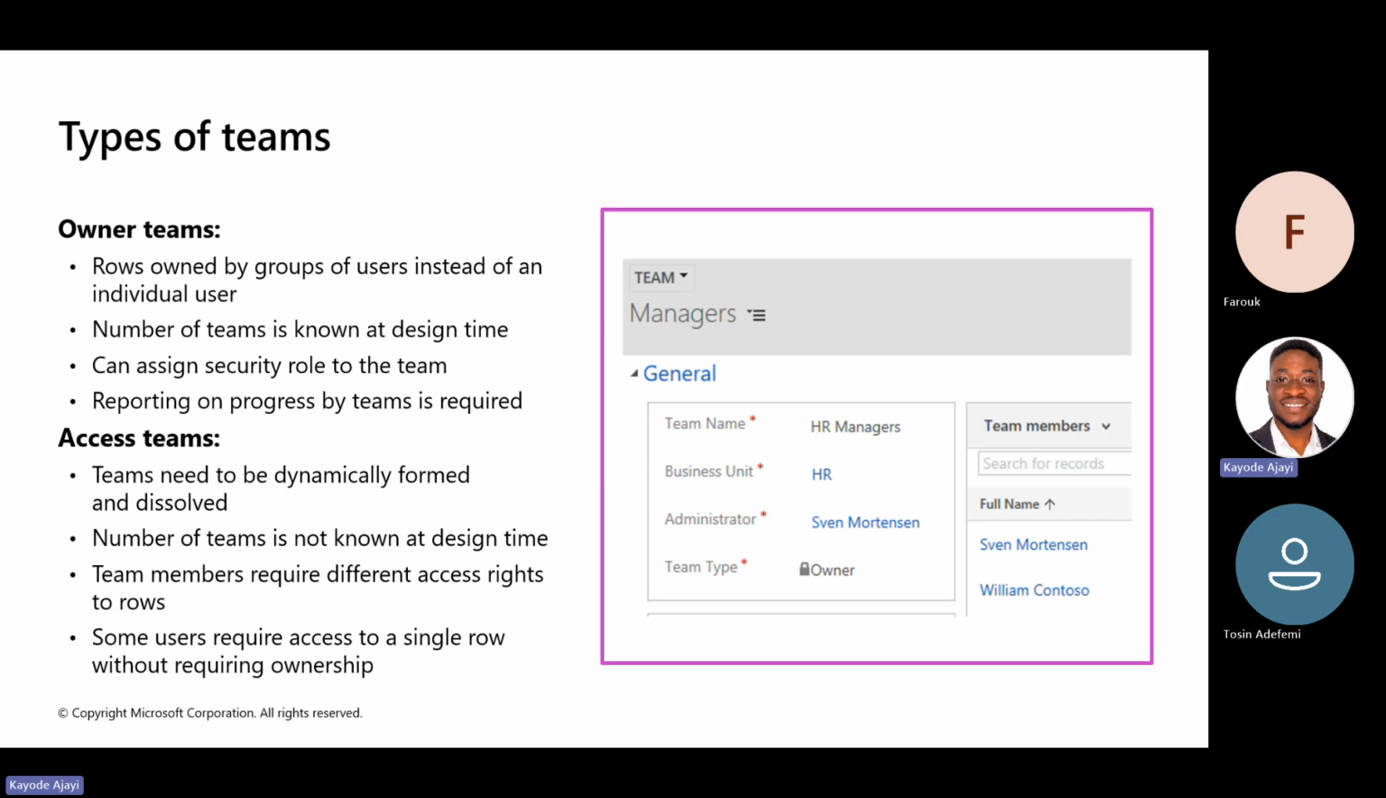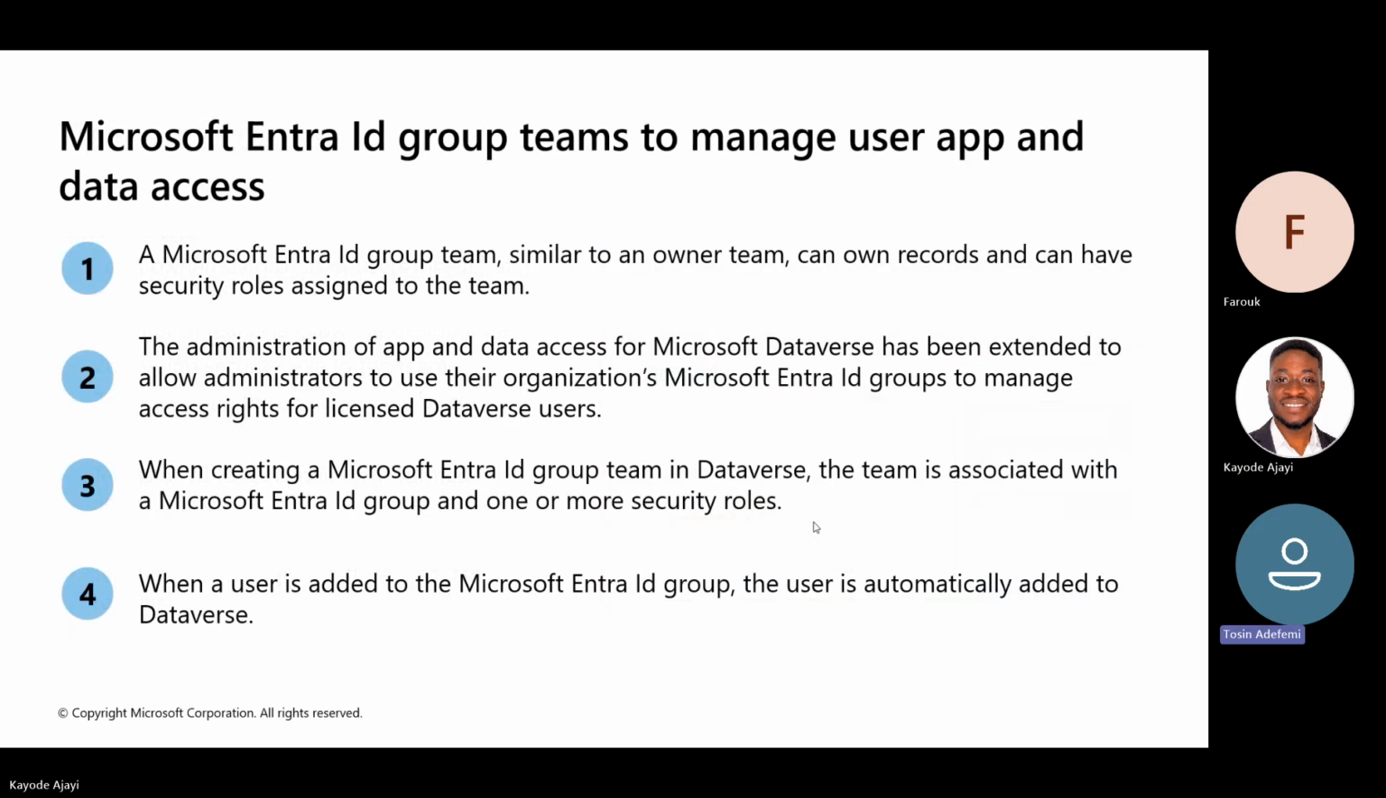When it comes to access teams, it's more dynamic, they're dynamically formed. We will still get to it because there's something called access team templates, which will give us more understanding of access teams. You set up a template, and at the time the team is needed, you share the record with the access team. That's how the members are going to have access, but the members themselves don't have direct access to the record. Yeah, thanks.